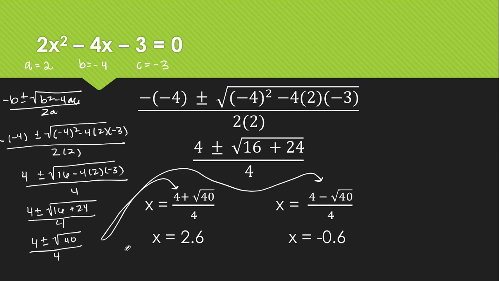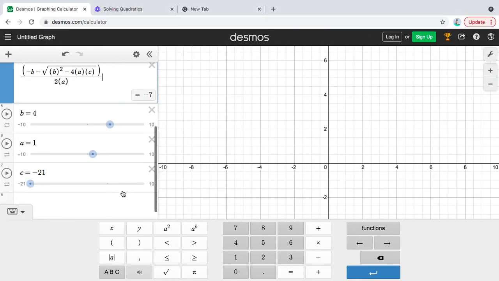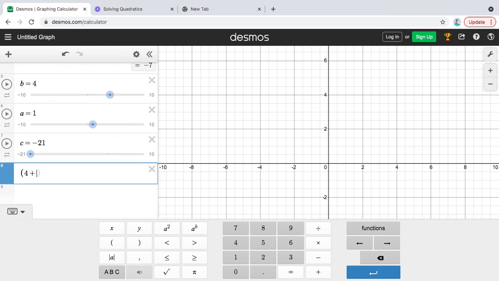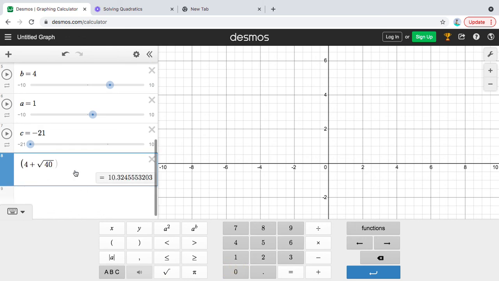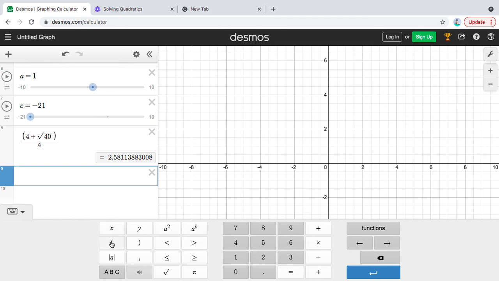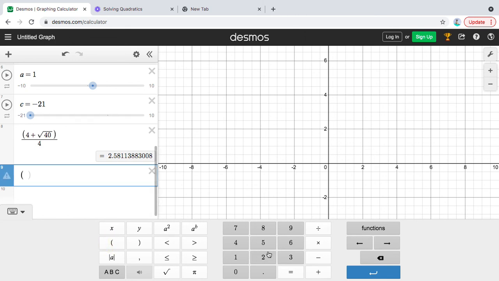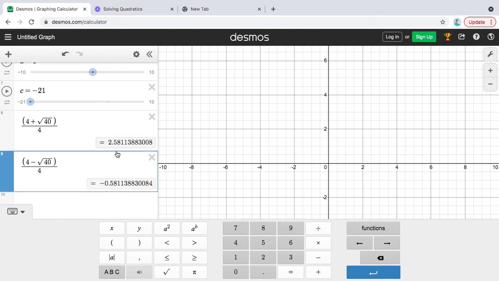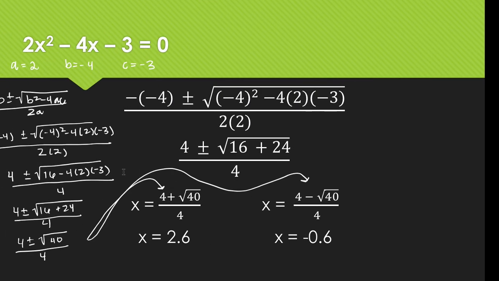So if you're wondering how do you put that into Desmos? Let me show you. So I wanted to know what 4 plus the square root of 40, all divided by 4. And notice whenever I'm trying to put a whole expression on top, like a numerator or a denominator, I need to put that thing in parentheses. So 4 minus the square root of 40, close the parentheses, so that I can divide the whole thing by 4. So there are my two answers.